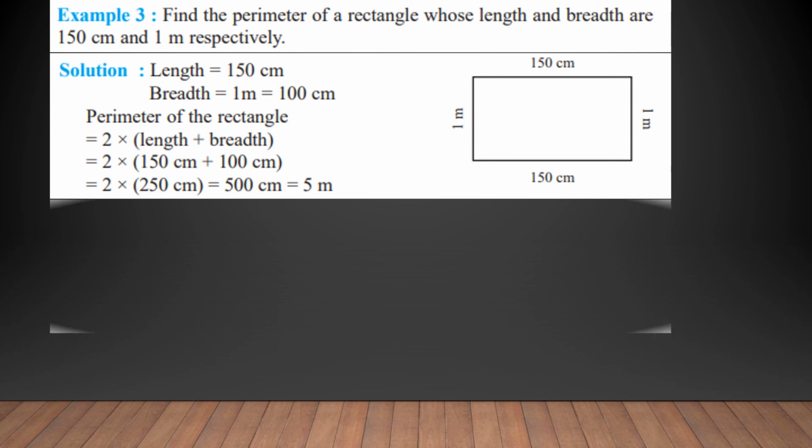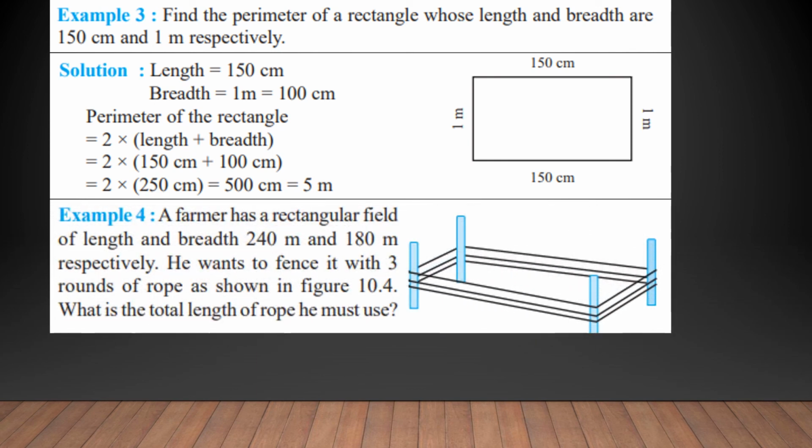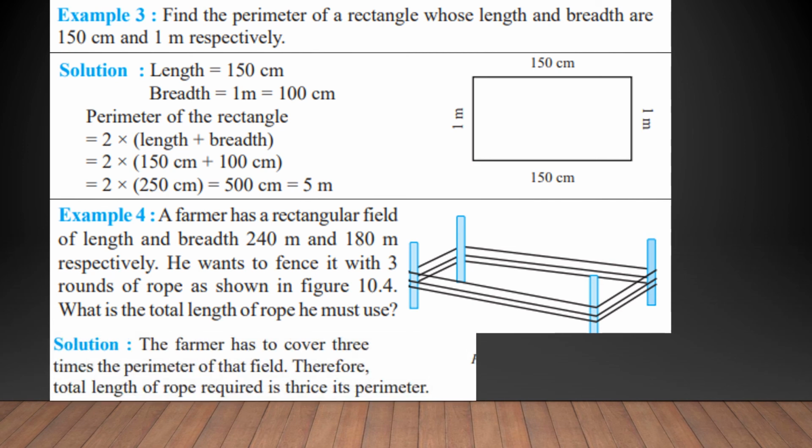Second example, a farmer has a rectangular field whose length and breadth are 240 meter and 180 meter respectively. He wants to fence it with 3 rounds of rope as shown in the figure. What is the total length of the rope he must use? The farmer has to cover 3 times the perimeter of the field. Therefore, total length of the rope required is thrice its perimeter.